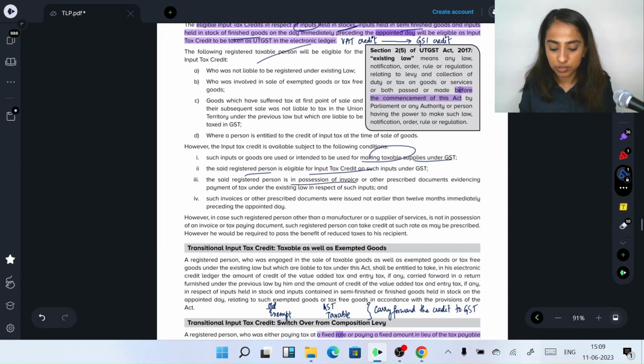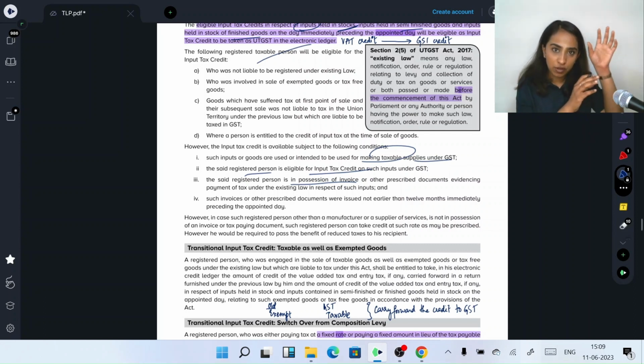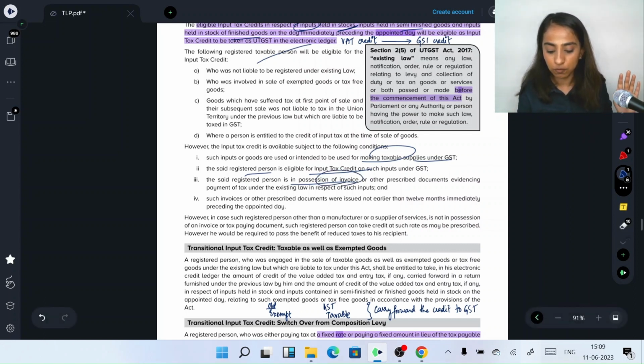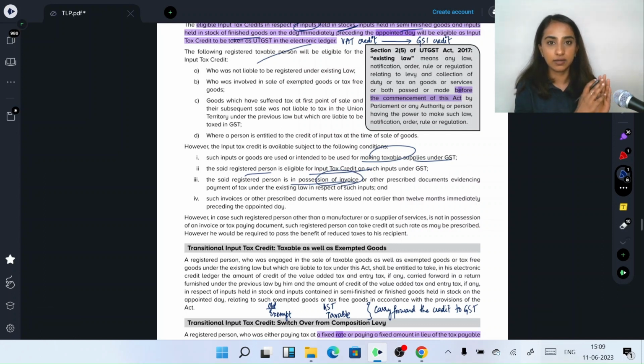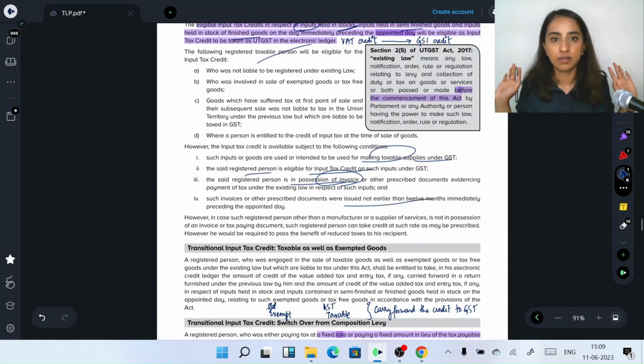Now you should have possession of tax invoice. Whatever input tax credit you took, you should have bills for all of it. You can't simply take credit. You have to have an invoice or any other document related to that to claim the transition of the taxes, and those bills should not be older than 12 months. Okay, so these are the conditions.